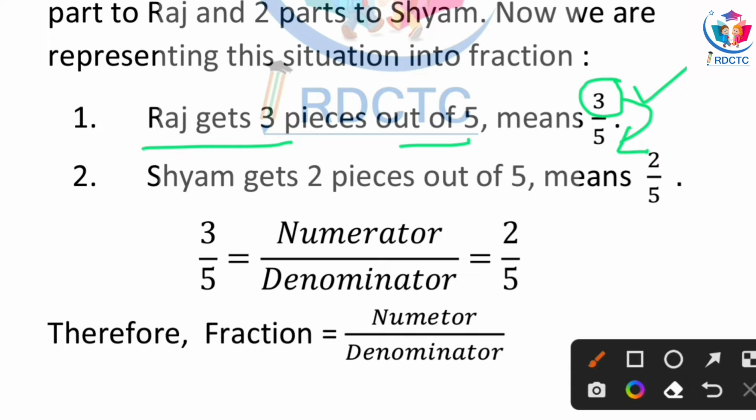Okay, here we write the whole number in the denominator, and how many parts we give Raj we write in the numerator section. Under the by line always we have to write the total number, and above the line we have to write the parts. Okay, how many parts we give or how many parts we take. Sham gets 2 pieces out of 5, that means 2 by 5.